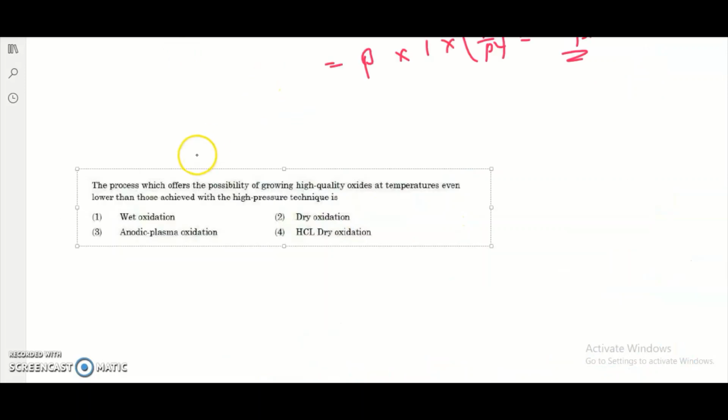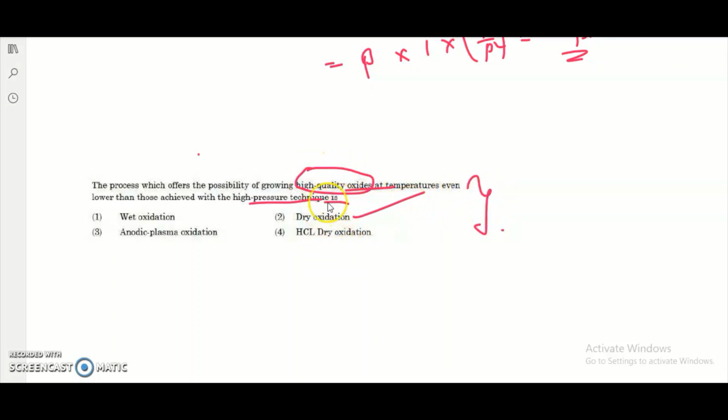And now coming to the next question, the process which offers the possibility of growing high quality oxides, at temperatures even lower than those achieved with the high pressure technique. So always the high quality oxides can be obtained with the help of dry oxidation only. So it is a theory bit, you have to remember that dry oxidations are responsible for the high quality oxides.